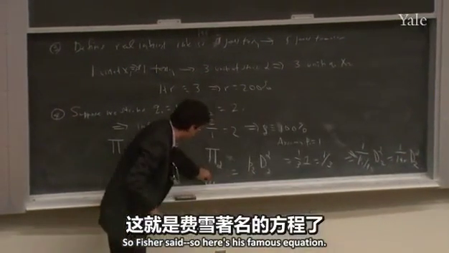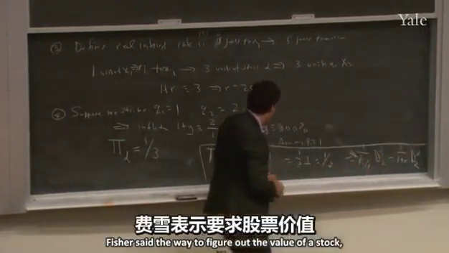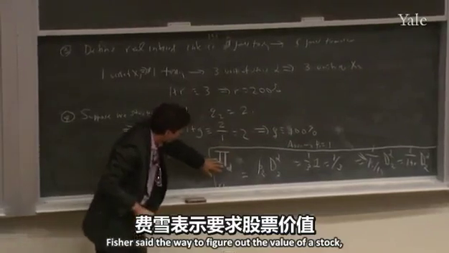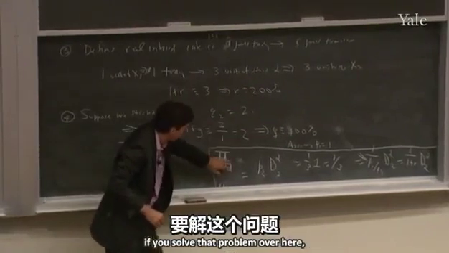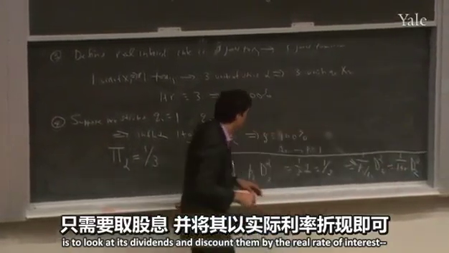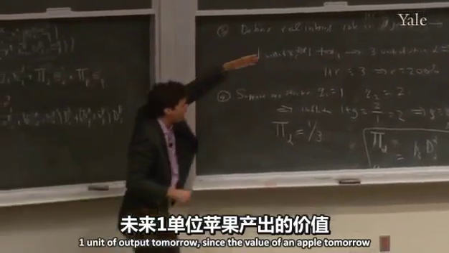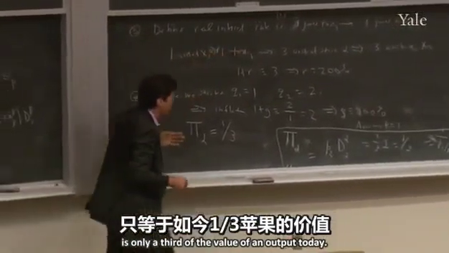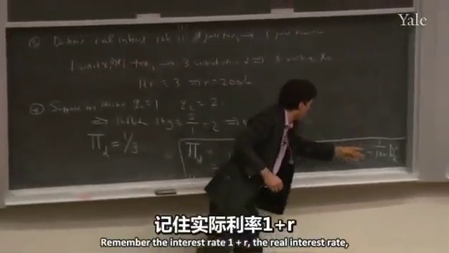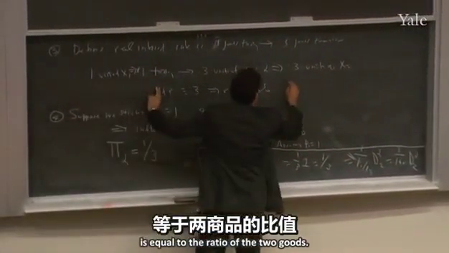So here's Fisher's famous equation. Fisher said the way to figure out the value of a stock, if you solve that problem over here, is to look at its dividends and discount them by the real rate of interest. 1 unit of output tomorrow, since the value of an apple tomorrow is only a third as the value of an output today, remember the interest rate, 1 plus r, the real interest rate, is equal to the ratio of the two goods.